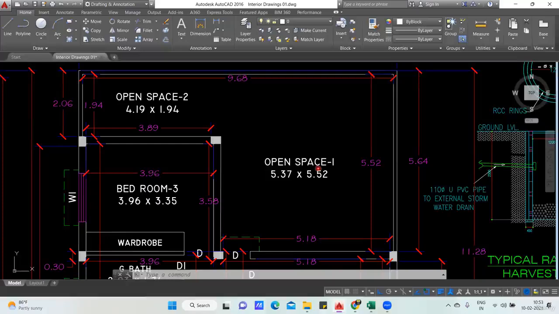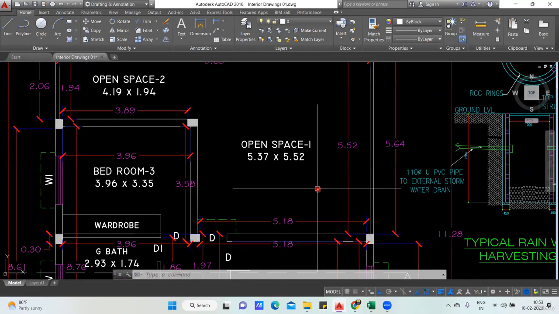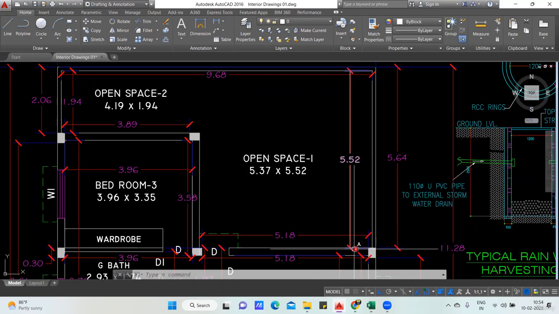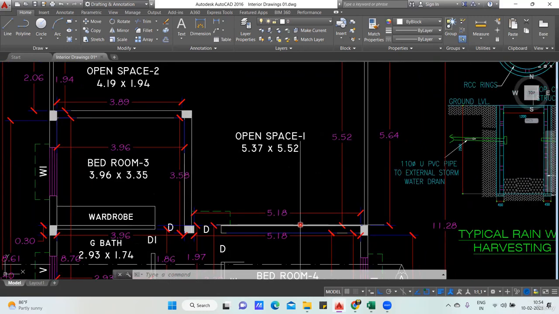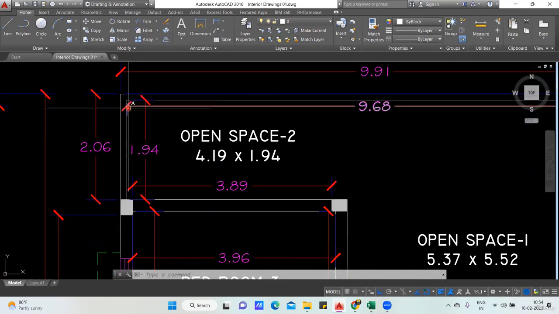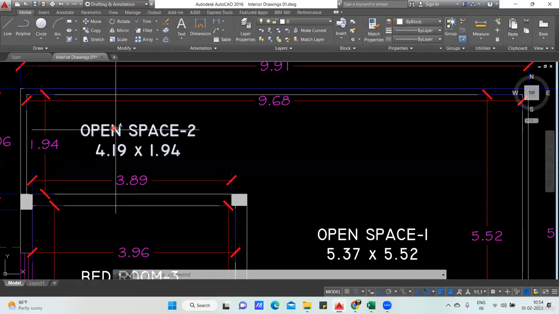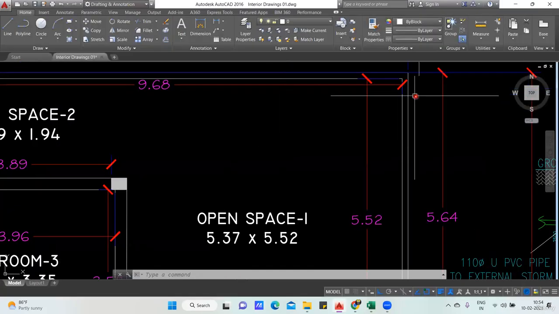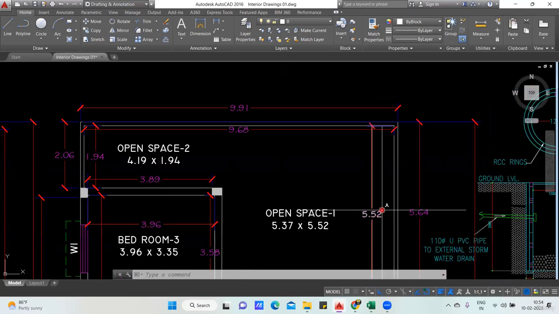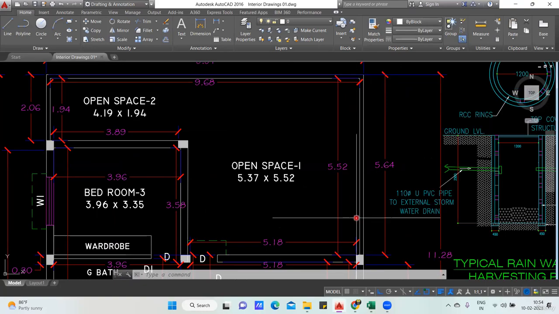So if you remember what I'm trying to tell, anyhow, this plastering we had taken care of, isn't it? We had taken care of this while we were doing it, so we don't have to add it. Fine, no problem. So just remember 1.94 for this plastering. I've added 1.94 here. See, 1.94 plus 9.68. This is 9.68, that is from here to here. And then this is 5.52.